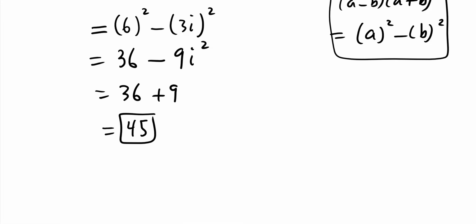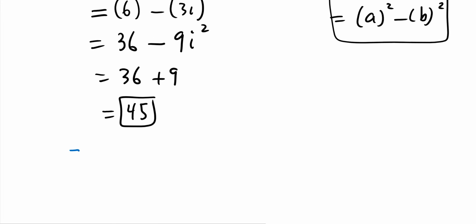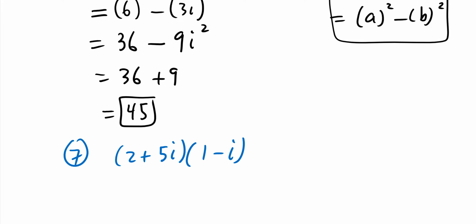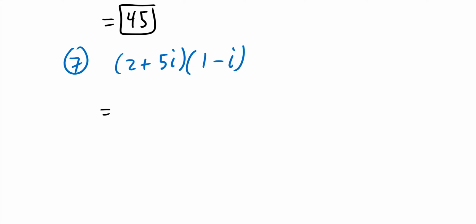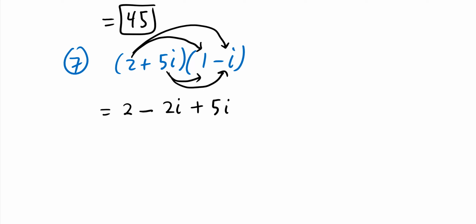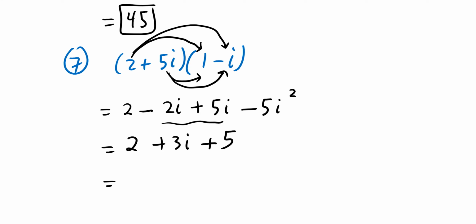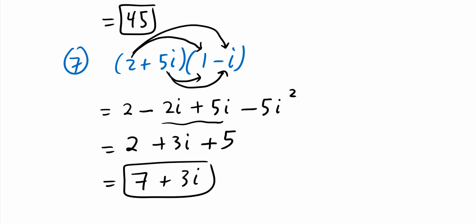What about another one to do? That's now number 7: 2 plus 5i times 1 minus i. So what do we have here? We cannot use what we just did. So I'm going to multiply 2 by everything in the first one. 2 minus 2i. 5i times 1 is 5i. 5i times negative i is minus 5i squared. So that's a 2, and here this is a 3i, plus 5. So 2 plus 5 is 7 plus 3i. So 7 plus 3i, that's what we have here.